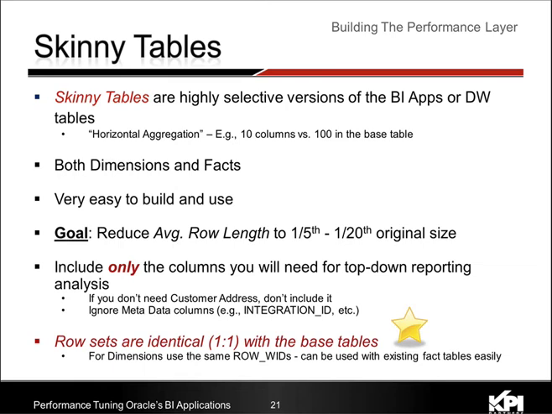A key thing about skinny tables at the bottom is that the row sets are identical. They're one-to-one with their base tables. So if there's 1 million rows in the base table, there's 1 million rows in the skinny table. Now the great thing about that is we can simply reuse those row widths. Any of those new surrogate keys that we've created when we've loaded our base table, we simply reuse them. And that actually works out very well for us because we can configure OBI to use either the base table or the skinny table with very little effort. It'll link into any existing fact tables because it has the same row width. You don't have to change anything.